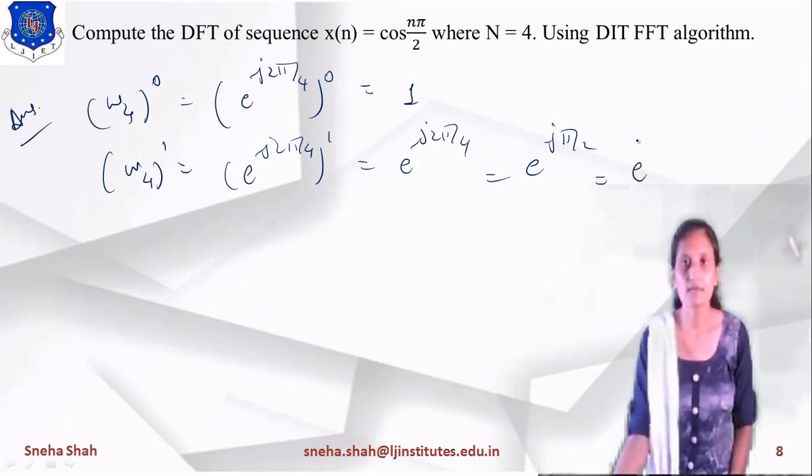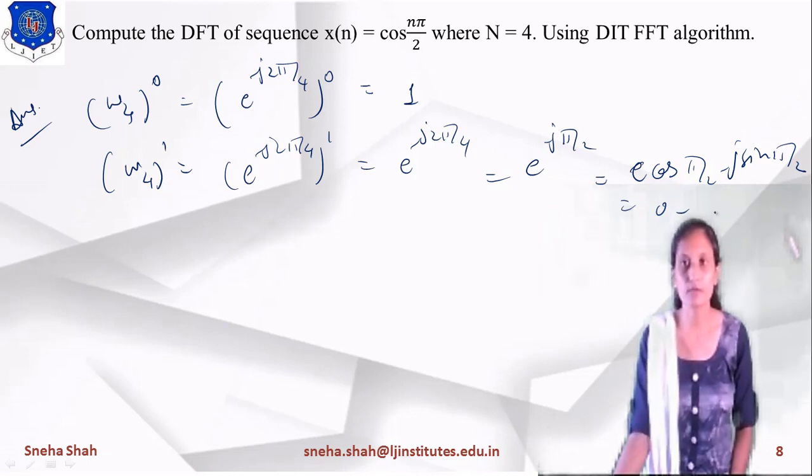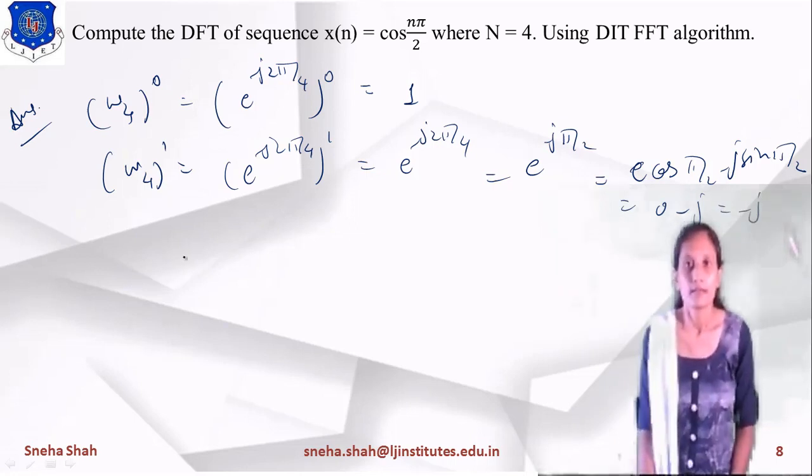And the value of this equals e raised to minus j pi by 2, which means cos pi by 2 minus j sin pi by 2. As you know, the value of cos pi by 2 equals 0 and sin pi by 2 equals 1. So minus 1 into minus j means minus j. So this is the overall answer for W4 raised to 1.